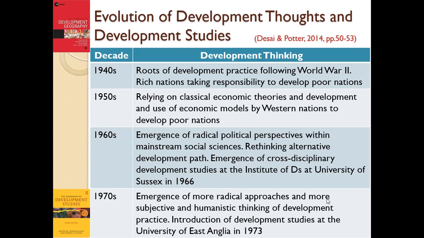And then in the 1970s, you have emergence of more radical approaches and more subjective and humanistic thinking, trying to now shift from just economics, towards looking at development thinking and practice in terms of putting the human face forward. And therefore, the introduction of development studies at the University of East Anglia in 1973. And therefore, now you can see that development studies as a discipline or field of study is getting more recognized in other institutions, not just at the Institute of Development Studies. It moved from one institute or one university, and was adopted by other universities and academic institutes as a potential social science discipline.